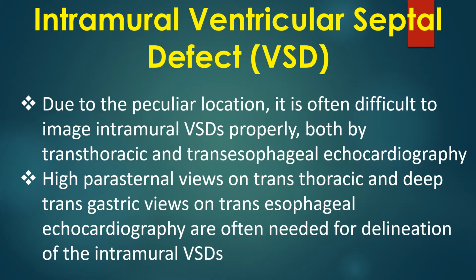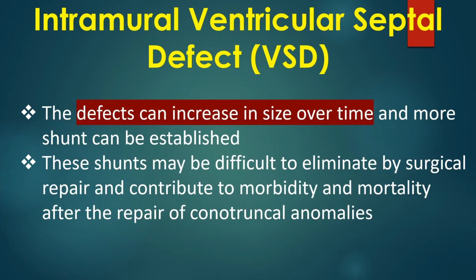Due to the peculiar location, it is often difficult to image intramural VSDs properly, both by transthoracic and transesophageal echocardiography. High parasternal views on transthoracic and deep transgastric views on transesophageal echocardiography are often needed for delineation of the intramural VSDs. Defects can increase in size over time and more shunt can be established.